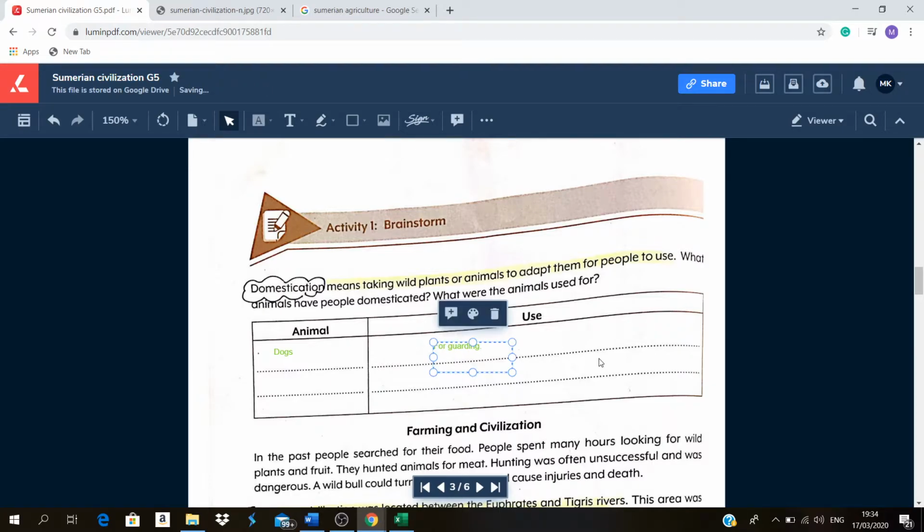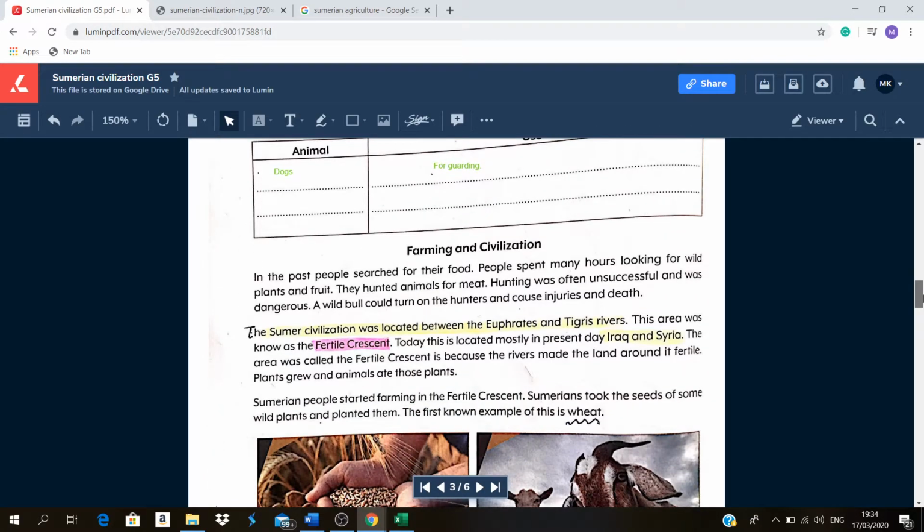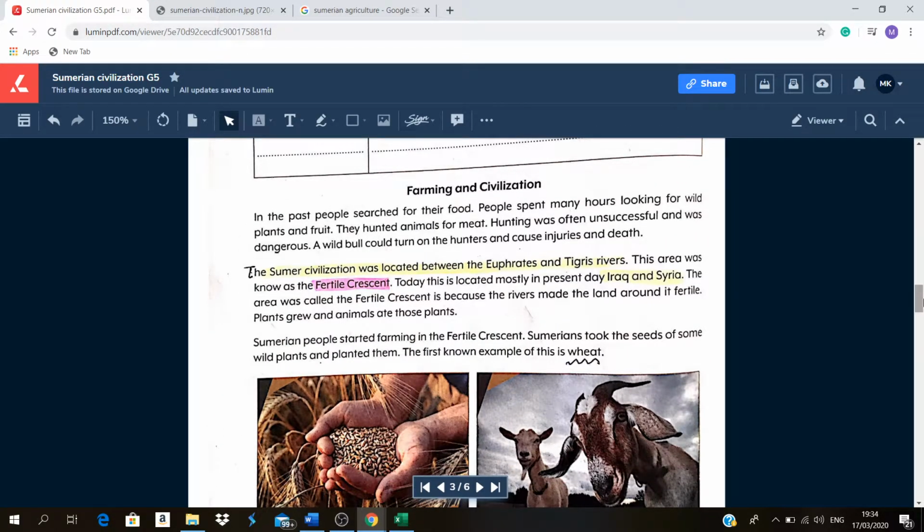Okay, what do you think of cows? People domesticated cows for their milk and for their meat also. Farming and civilization. In the past, people searched for their food. People spent many hours looking for wild plants and fruit. They hunted animals for meat.